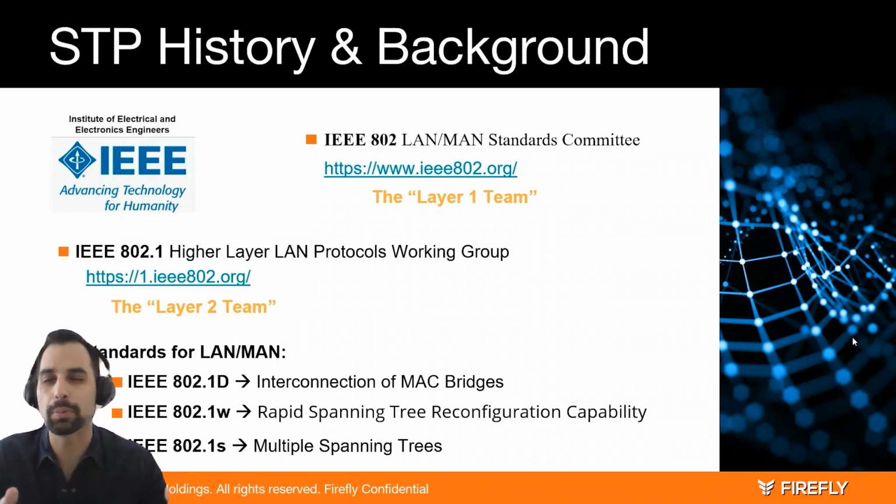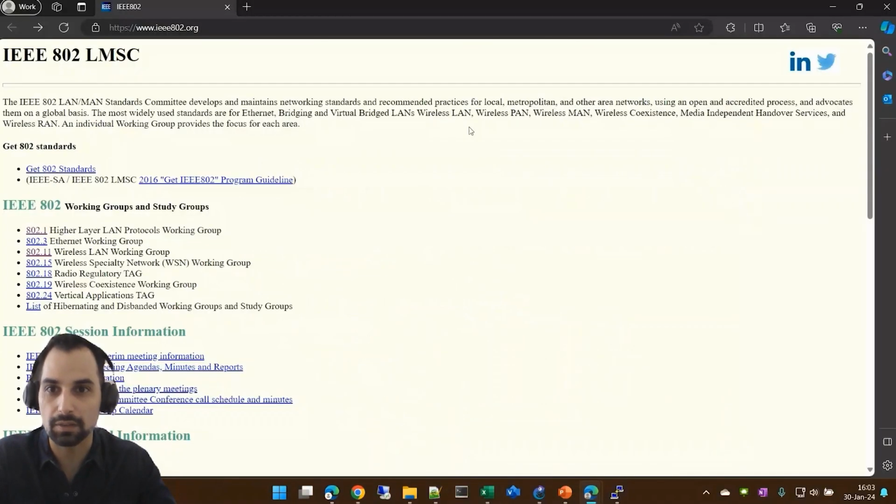Okay, some more details about spanning tree protocol history and background. So after Radia Perlman finished her work on her white paper, the IEEE took that as the baseline for the actual standard that we know today as the 802.1D, which was the first version of the spanning tree protocol. The IEEE is the Institute of Electrical and Electronics Engineers, and they are basically organized in different groups. Let me show you real quick part of their webpage.